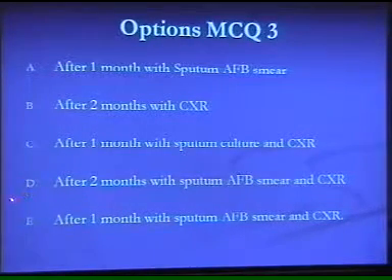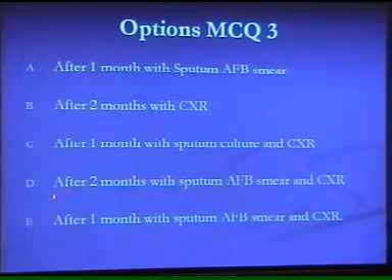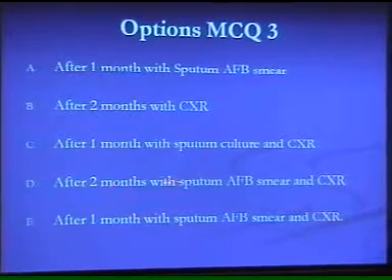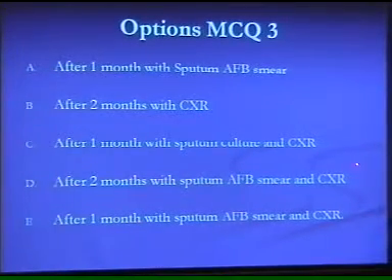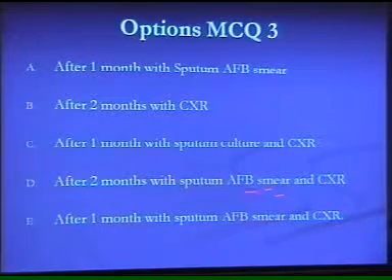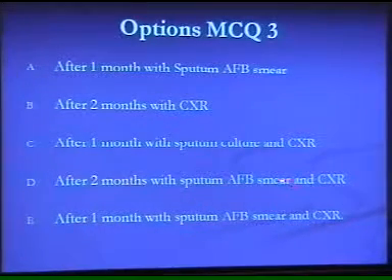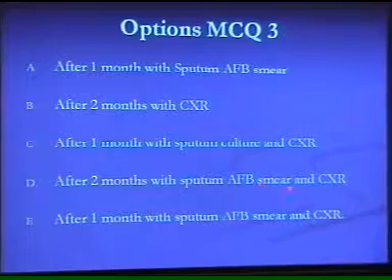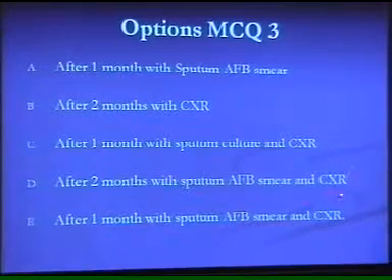8 weeks or 2 months. D is the correct answer. So you will ask the patient to come at 2 months with sputum AFB smear and chest X-ray. And you want to make sure that with your ATT, he has become AFB smear negative and he has shown some resolution in his chest X-ray.